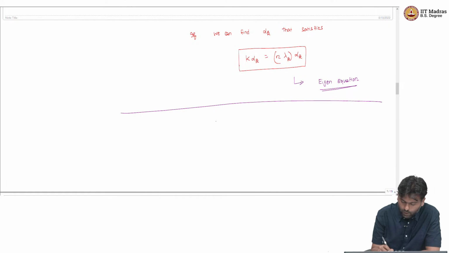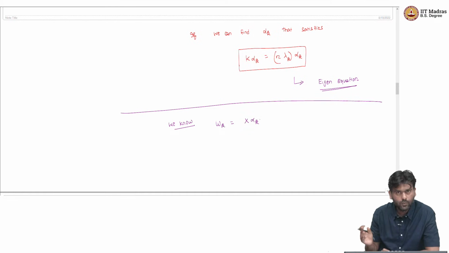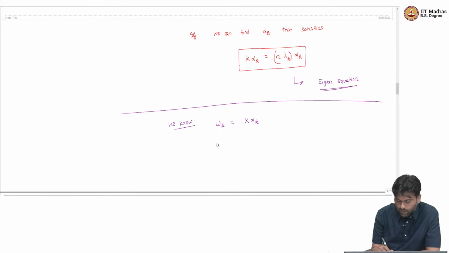Well, what do we know, right? So, we know w_k equals X alpha_k, we saw that. So, we know that w_k is some combination of this, which means w_k transpose w_k, which is the length, is (X alpha_k) transpose X alpha_k. Now, this is alpha_k transpose X transpose X alpha_k.